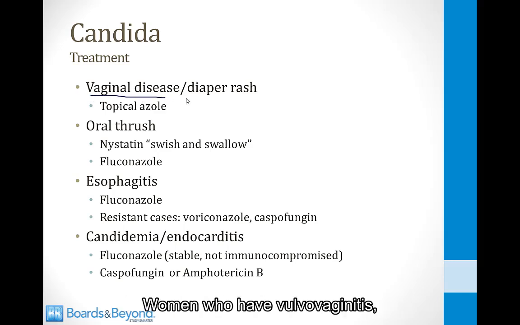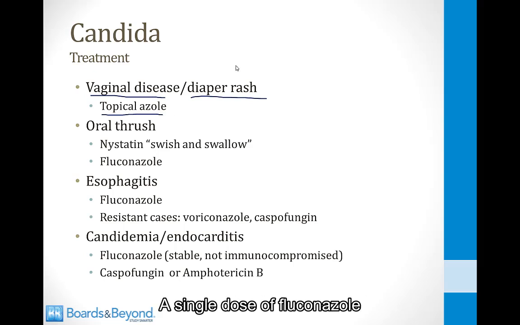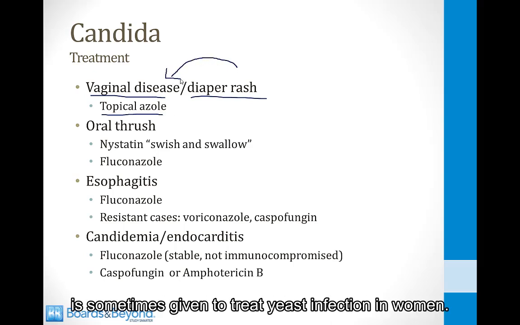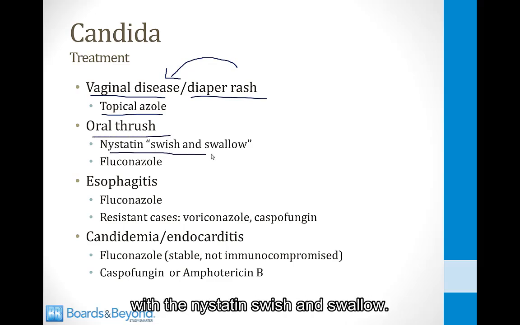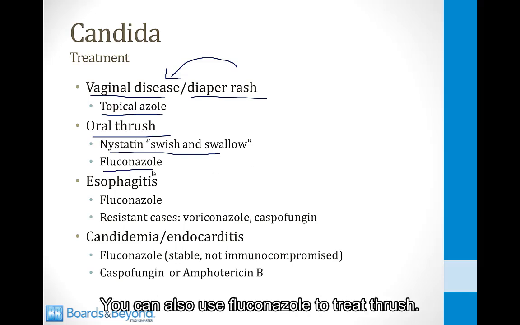Women who have vulvovaginitis or babies with diaper rash can be treated with a topical azole. A single dose of fluconazole is sometimes given to treat yeast infection in women. Oral thrush is classically treated with the nystatin swish and swallow. Nystatin is an antifungal drug that works just like amphotericin B, but it's toxic if given systemically, so its main use is topical or the swish and swallow for thrush. You can also use fluconazole to treat thrush.